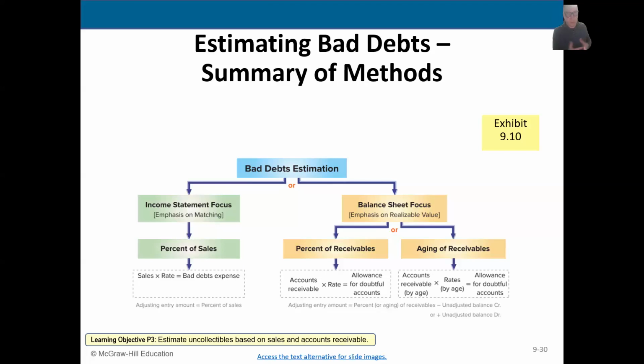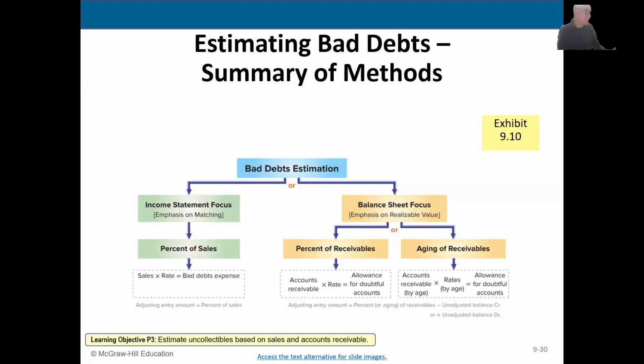So let's take a look at the summary of the two methods. The first method, as I explained, is the direct write-off method. The direct write-off method is the simplest to use, and that's where we take the actual amount that the customer owes us that they did not pay us, and we debit bad debt expense and we credit their account receivable. That's called the direct write-off method.